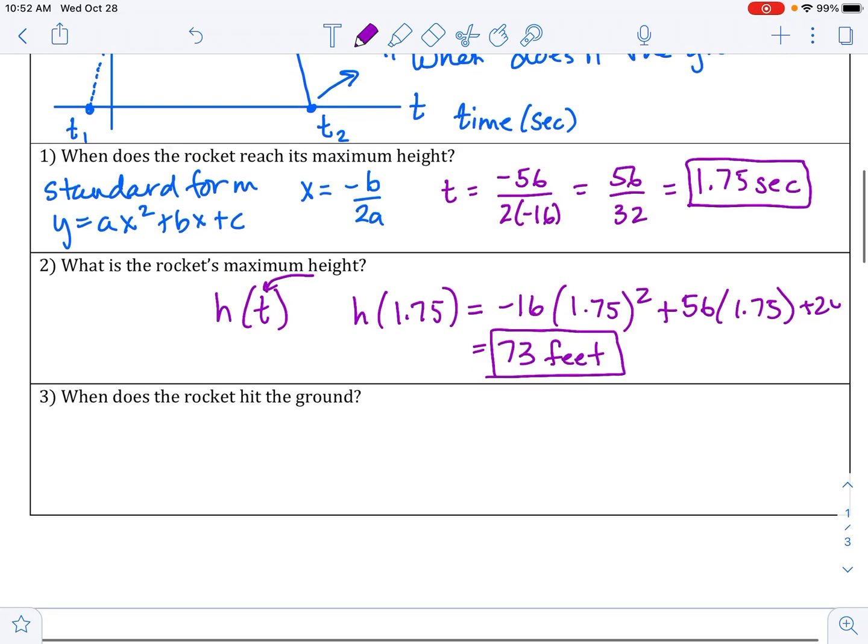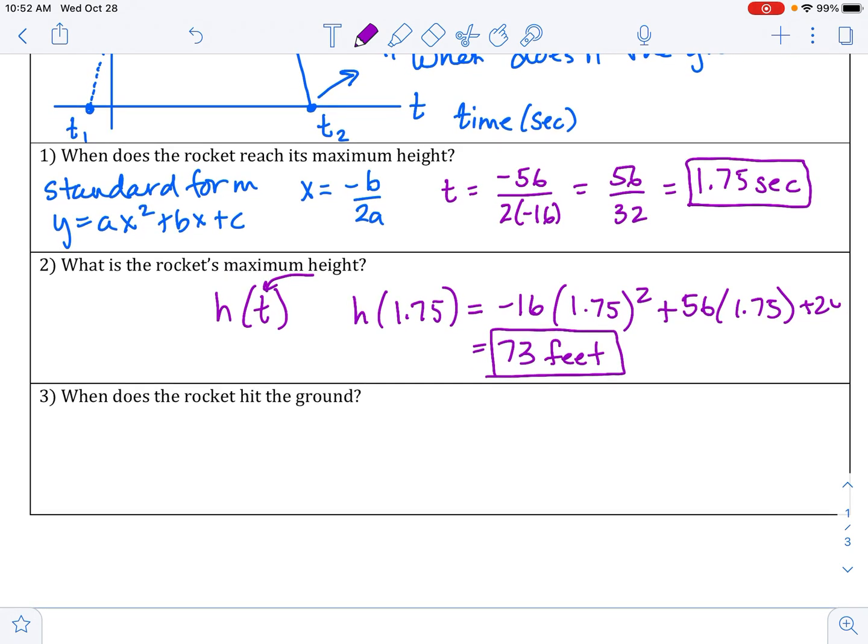This last question, about when the rocket hits the ground, those are our x-intercepts, or in this case our t-intercepts. So those are our solutions, our zeros, our roots. That's what we spent all of Unit 3 doing, solving. So if we look at our equation, I have some big numbers there. I want to set that equation equal to 0 and use one of the many methods to solve: quadratic formula, completing the square, factoring.